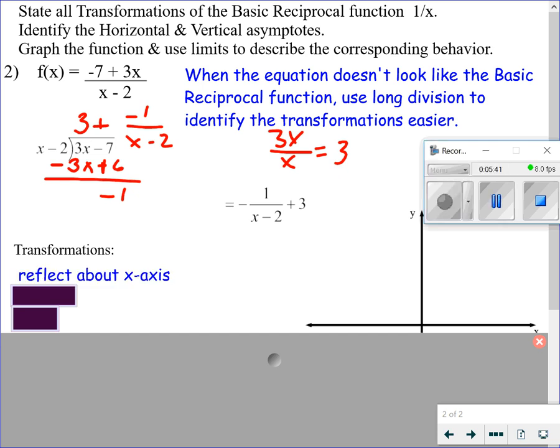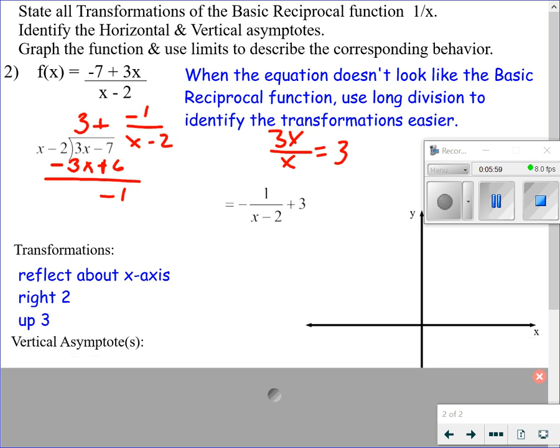Set your denominator equal to 0 to figure out if you're moving right or left. When we do that, we get x to be a positive 2. So we are going right 2. And then the number at the end pushes us up and down. Since it's a positive 3, we're going to go up 3. Now we can go ahead and sketch our graph.